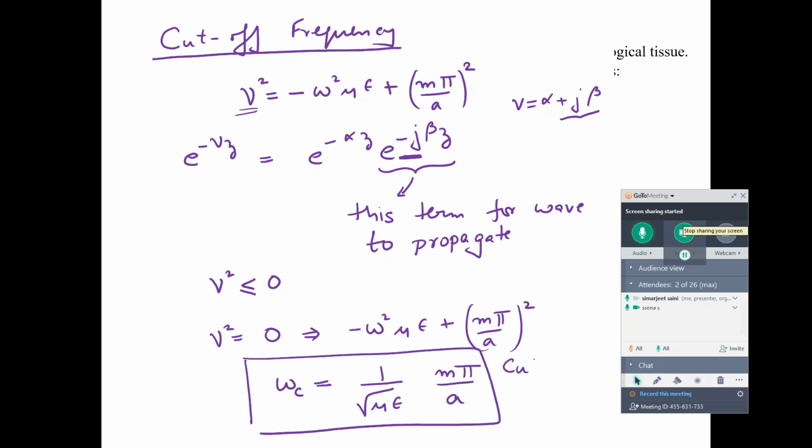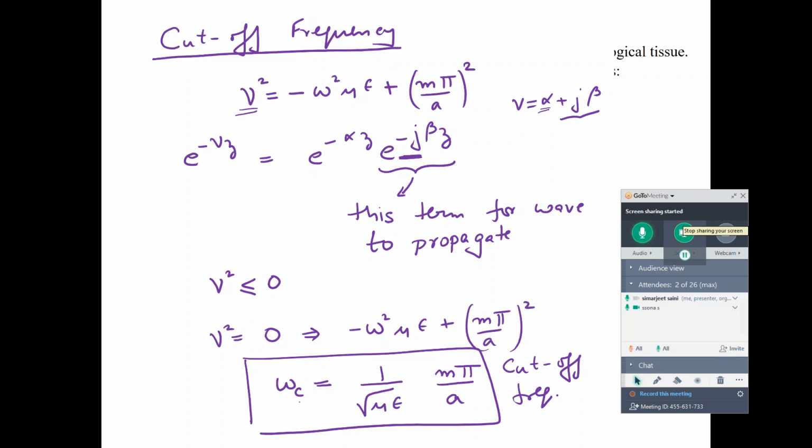This is called the cutoff frequency. When my gamma square term goes to 0, if my gamma square term is positive, then I don't have any imaginary part in gamma. My gamma is only going to have a positive alpha part, and there is not going to be any e^(-jβz) term. So there is not going to be any wave propagating. It's just going to be an attenuating wave. It's just going to say that the electric field is going to suddenly attenuate as you go with z.